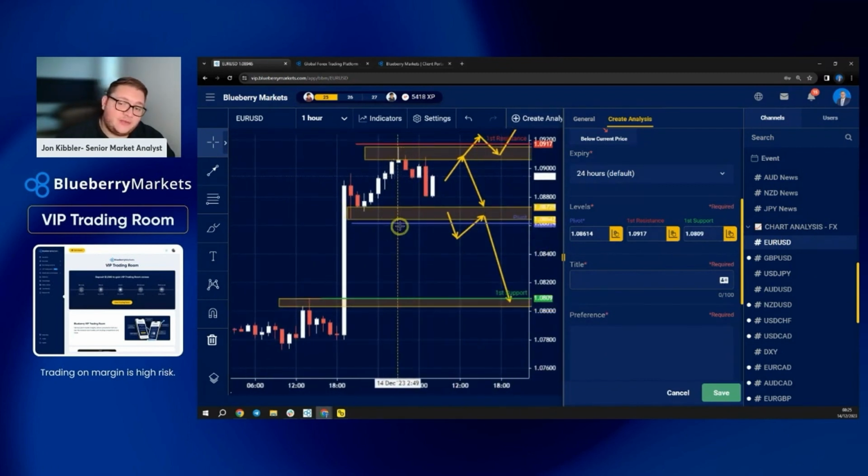Okay, so basically I'm saying that I want to be short below that low there. I want to be stop loss above those highs, and I want to be targeting my first support down at this level in here. Okay, so I can then write some text about that.